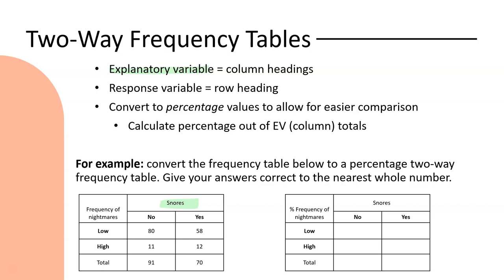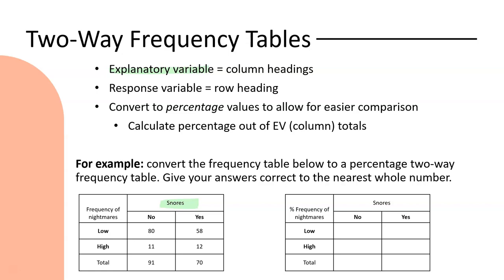In this particular survey, people were asked two questions. The category snores is our explanatory variable, and the response, or the impact that we're seeing, is the frequency of nightmares. So they're investigating to see, does your snoring have any impact on the frequency of nightmares? And here in this example, we've got the raw data.